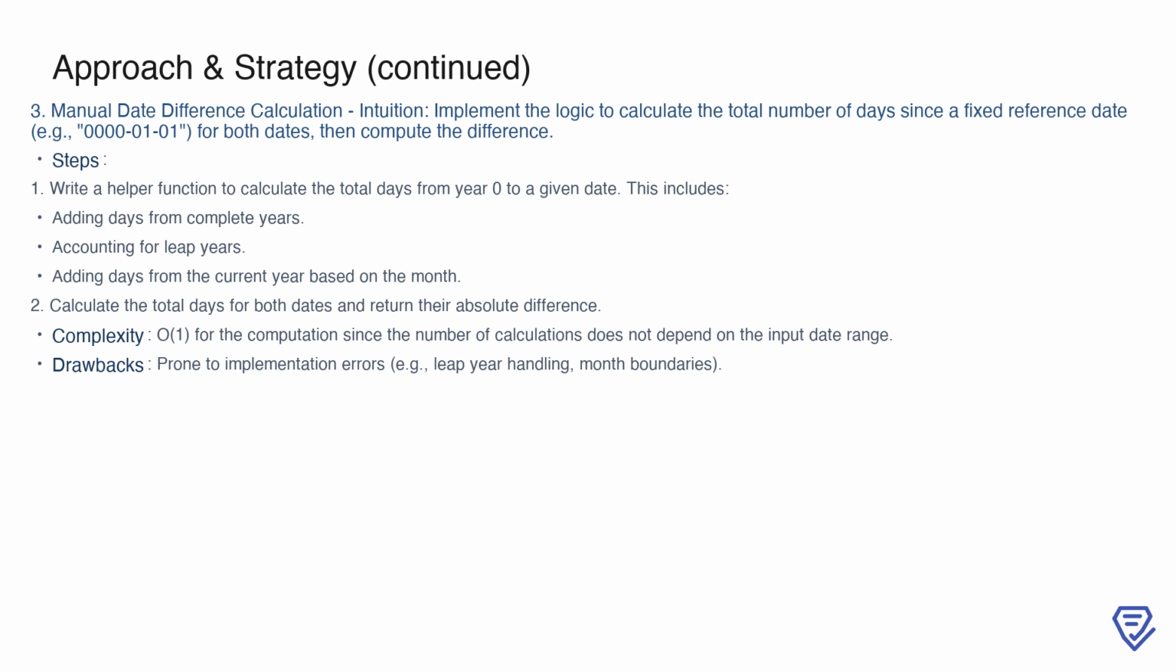Once we have the total day counts for both input dates, the absolute difference between them gives the desired result. This approach is efficient because the number of calculations remains constant, regardless of how far apart the dates are.